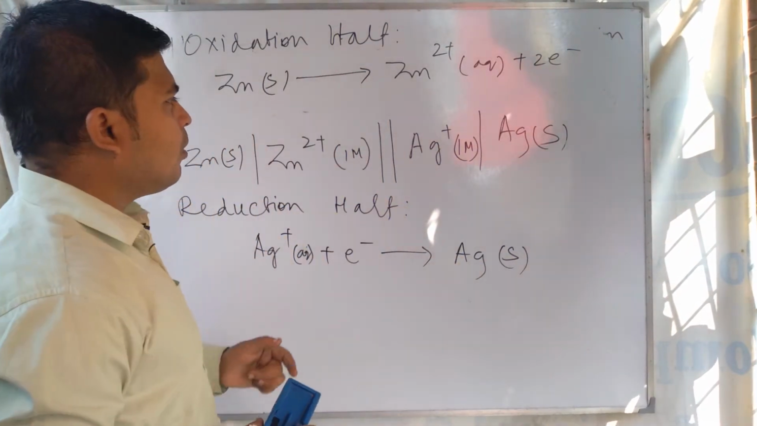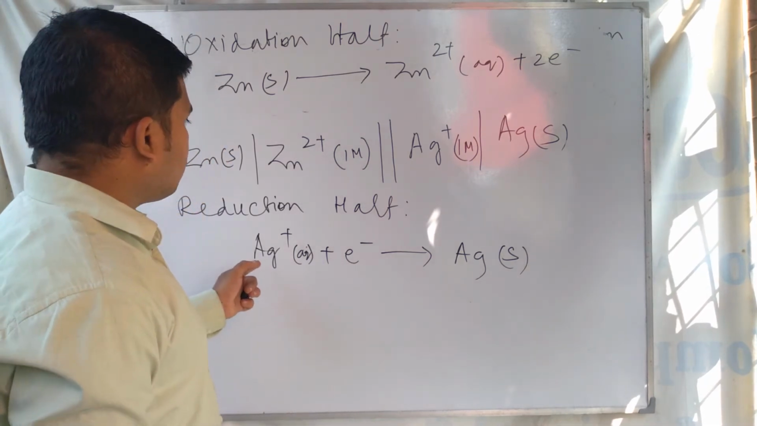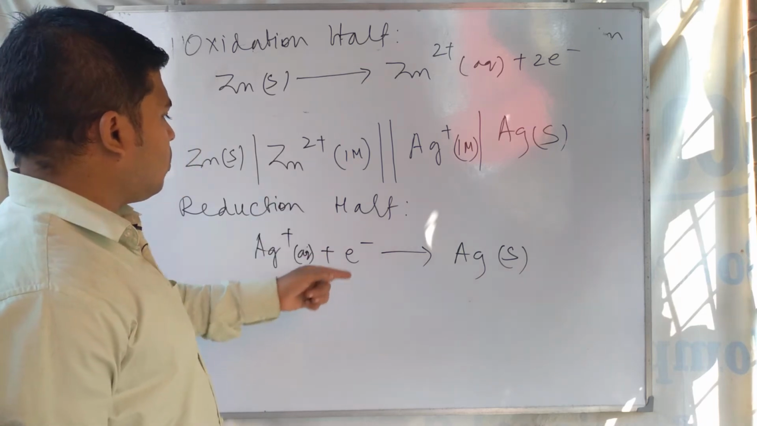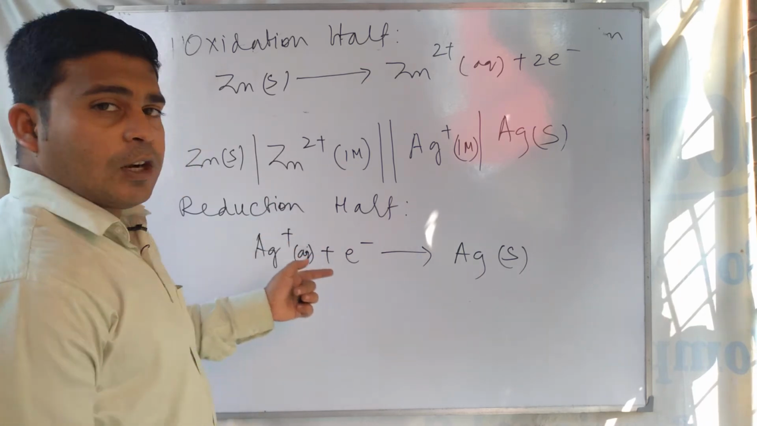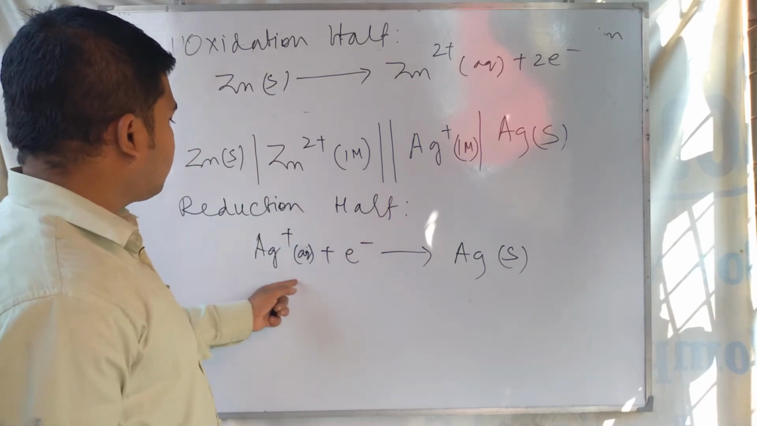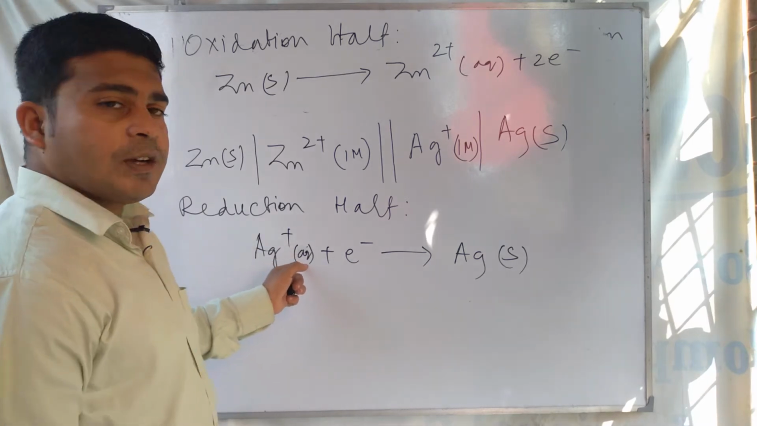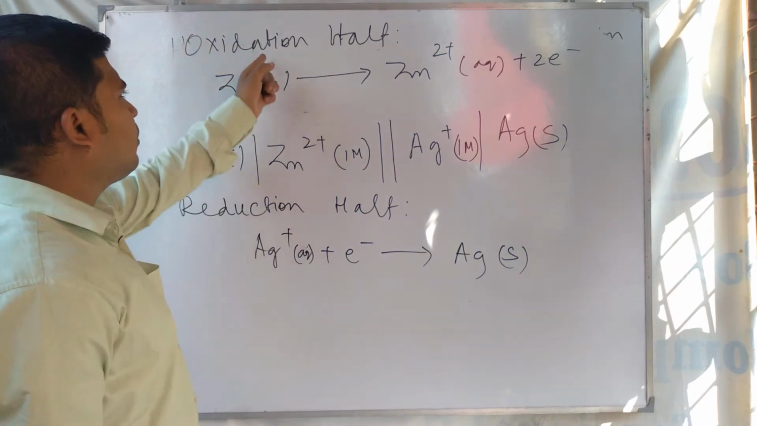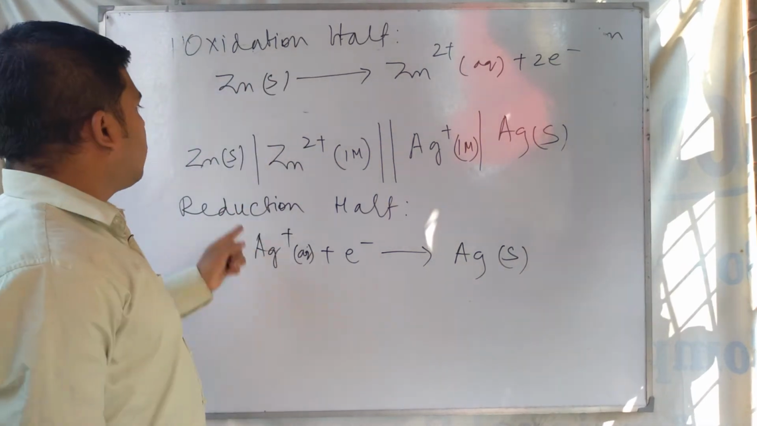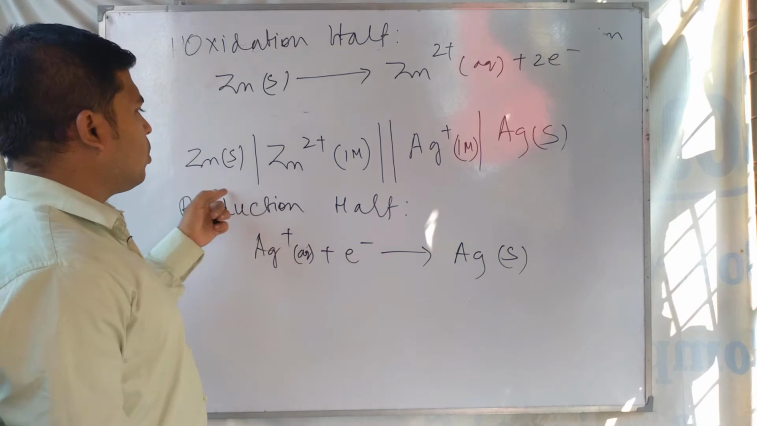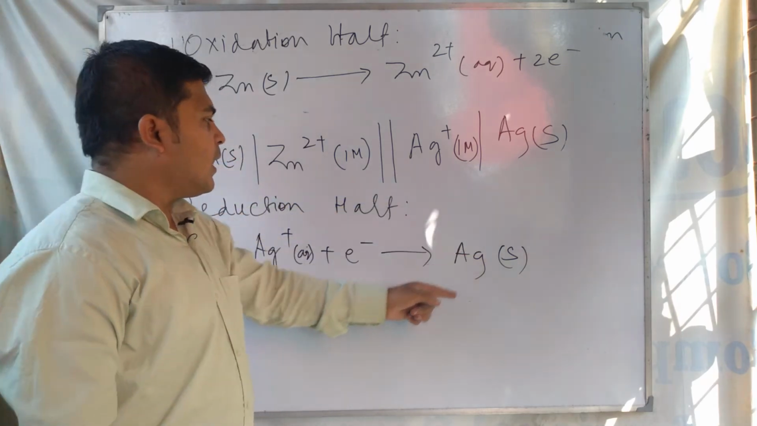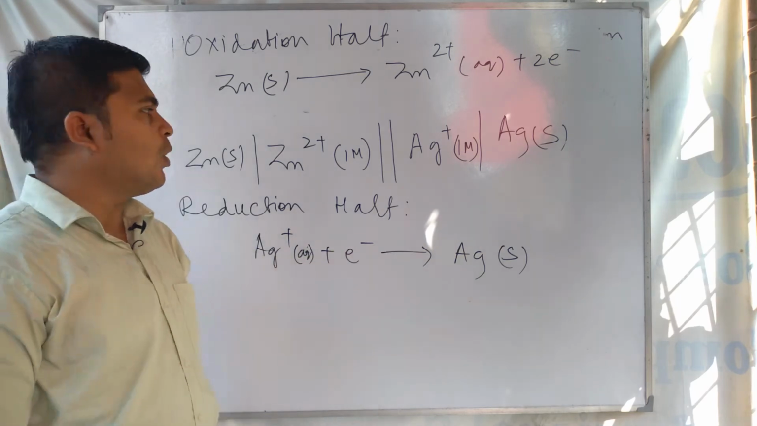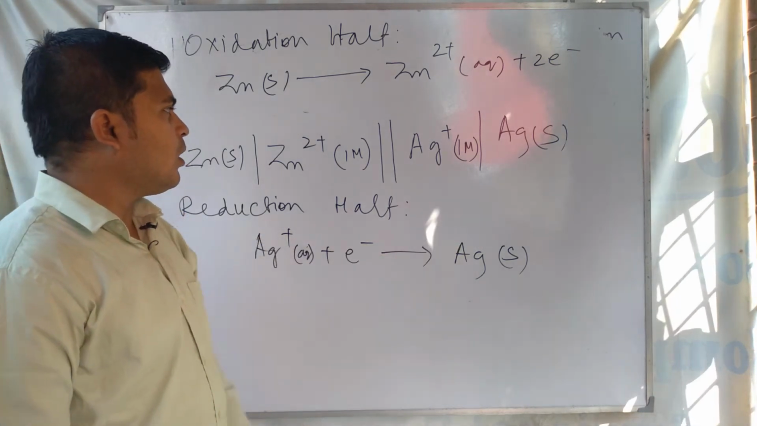Solid silver is formed after the Ag+ ion receives 1 electron. So this is the reduction half reaction, and this is the oxidation half reaction for this galvanic cell. For this galvanic cell, the oxidation half reaction is this one and the reduction half reaction is this one.